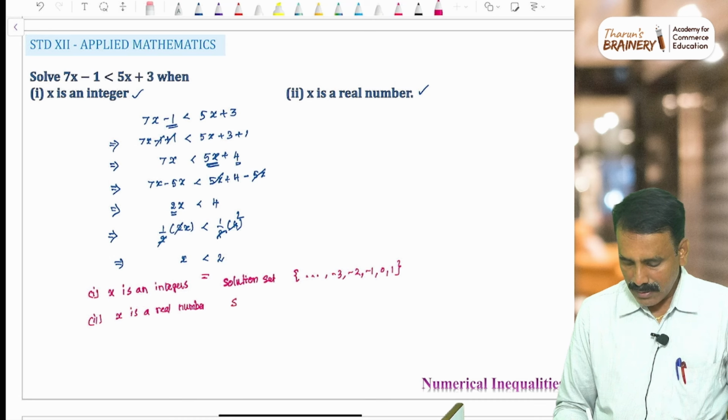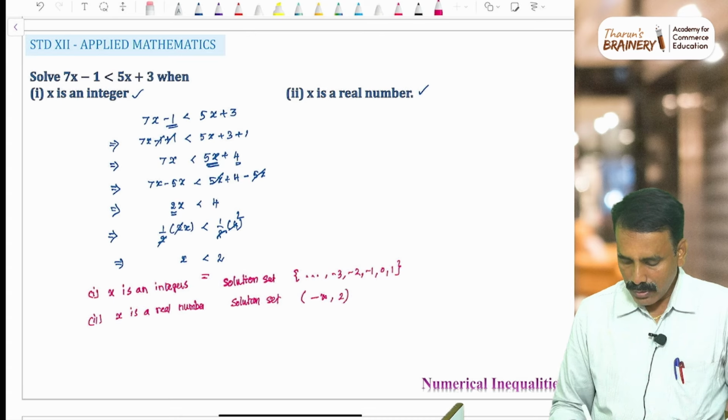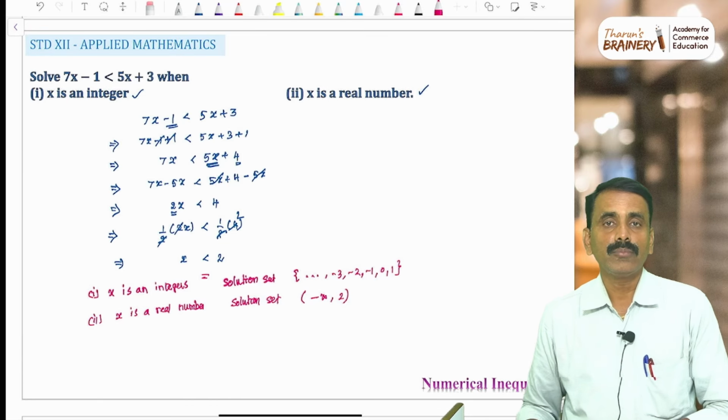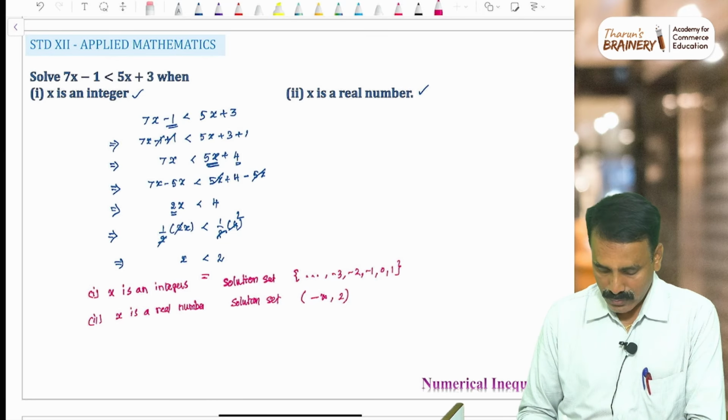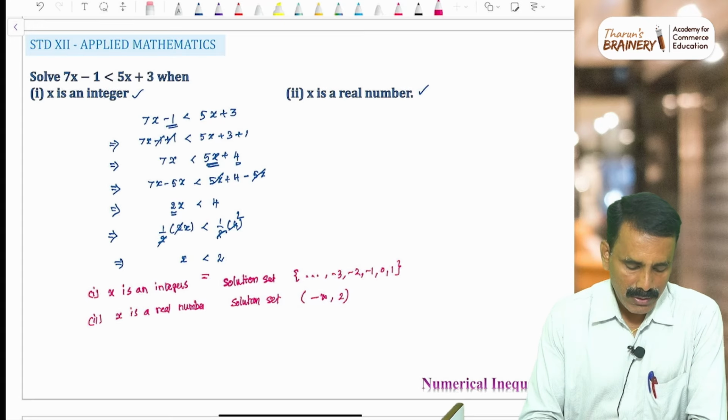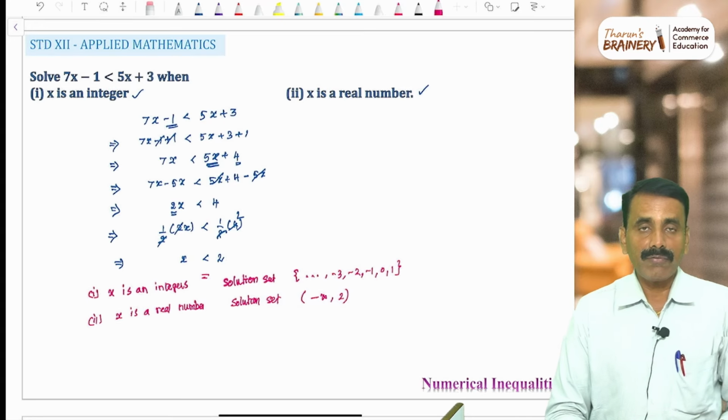When x is a real number, the solution set will be, in interval notation, minus infinity to 2. Both the values are excluded. So, the solution set will be minus infinity to 2. So, this is the answer for this inequality, 7x minus 1 less than 5x plus 3.